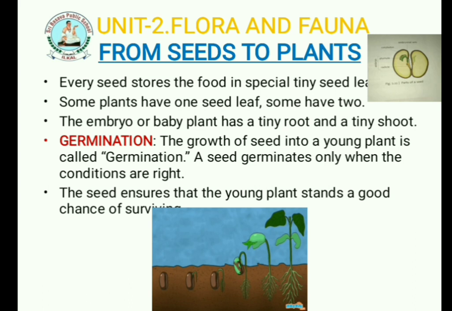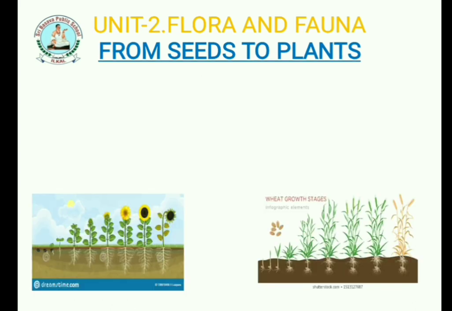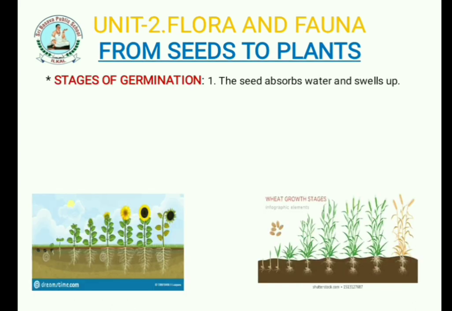Okay, so here a figure is given. This is a pea plant growing stage by stage, one by one. So, this figure shows germination. Okay, next, what are the stages of germination? We are observing that there are 4 stages of germination.